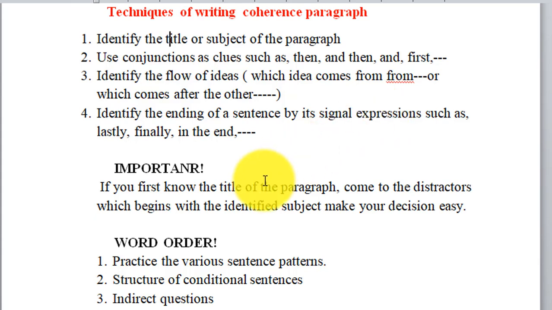Very important. If you first find things difficult to identify in the sentences, reading the sentences by themselves, you can come directly to the distractors. If you are in confusion, in a dilemma, to identify the subject, the flow of ideas, or the conjunctions, you come directly to the distractors.